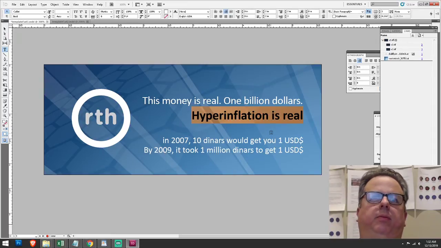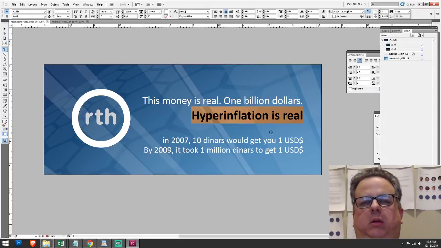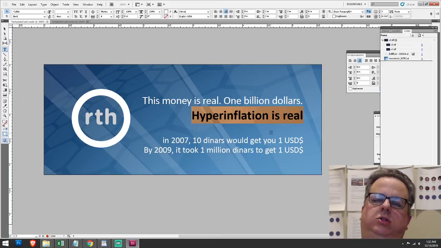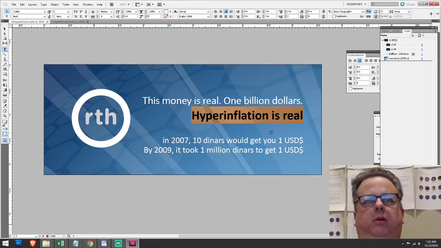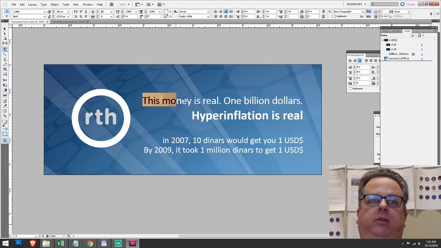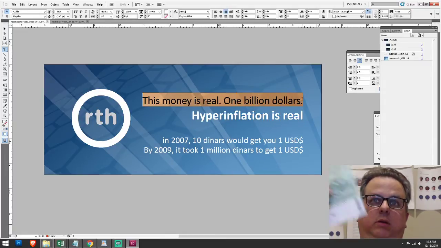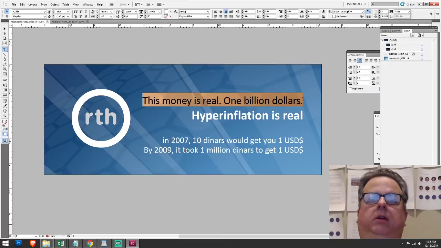Because I think using language that's very simple, to the point where even a child would understand it, is going to be the most effective language, because it's language that anybody will understand. And so I think everybody understands this. You know, this money is real. This is really $1 billion. Really? Okay. So I think we're good with that opening line.